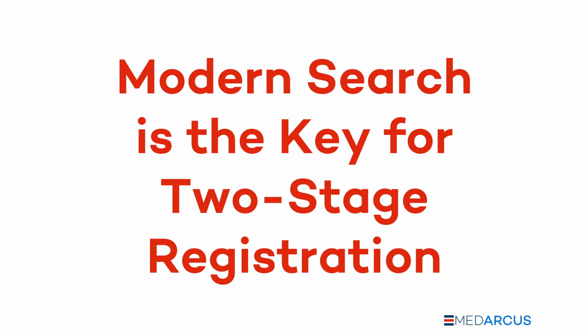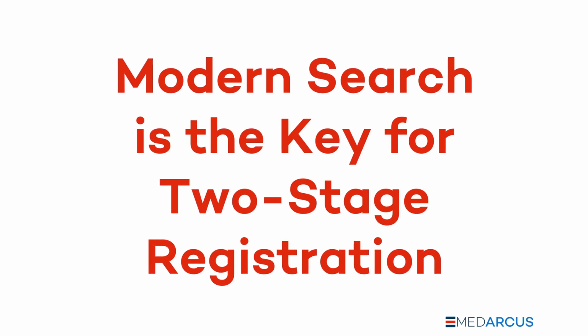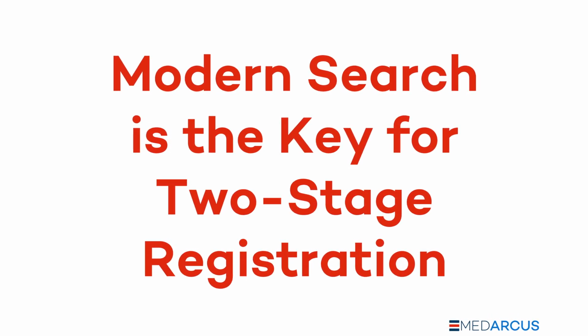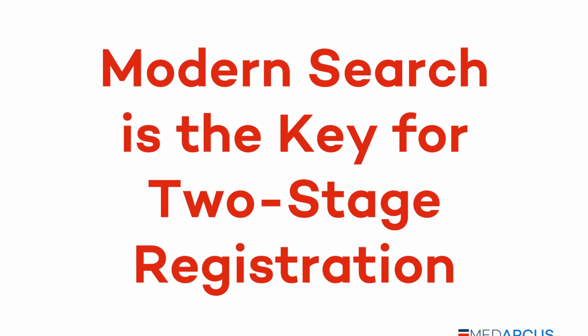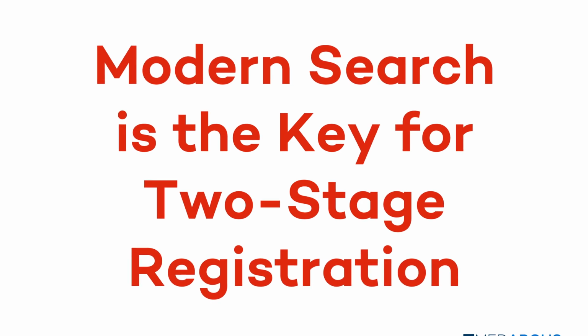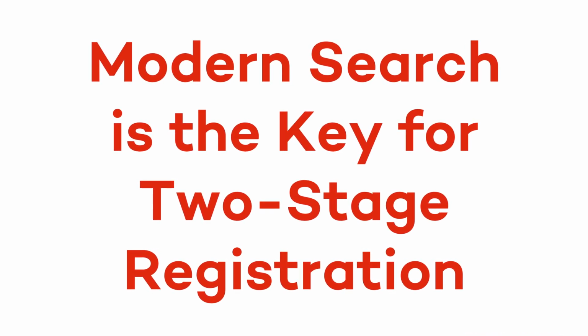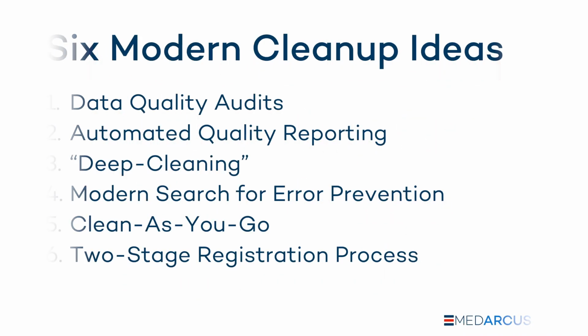A 2-stage registration process built on modern search that's fault tolerant, that can find records that match despite a lot of differences in the records, is the key to successfully implementing a 2-stage registration process. So that's it. 6 semi-new ideas about how to keep your MPI data clean. Instead of cleaning the data after the fact, we're talking about being much more proactive and letting technology work for us.